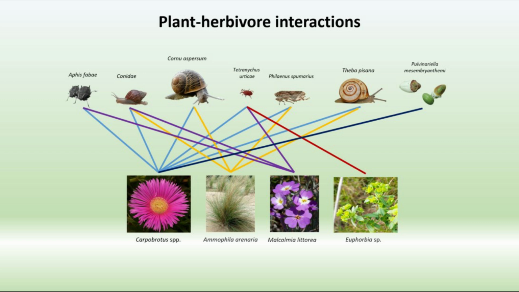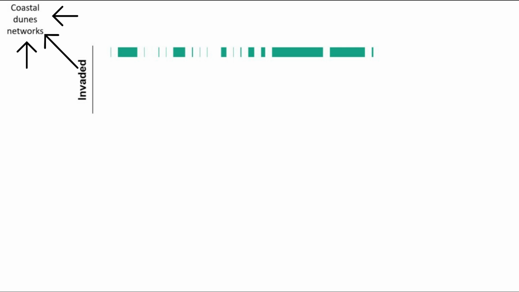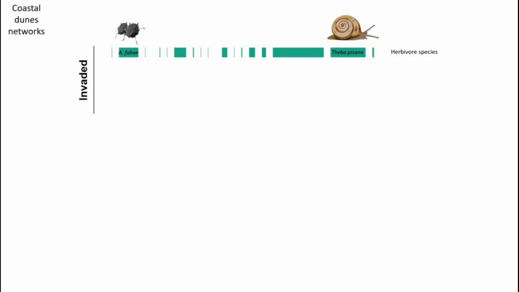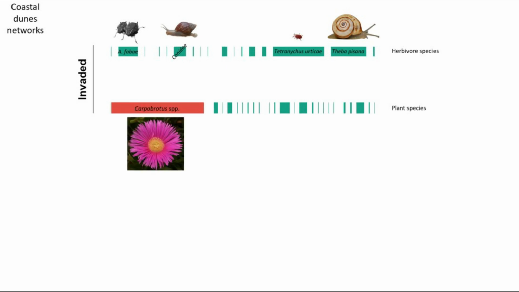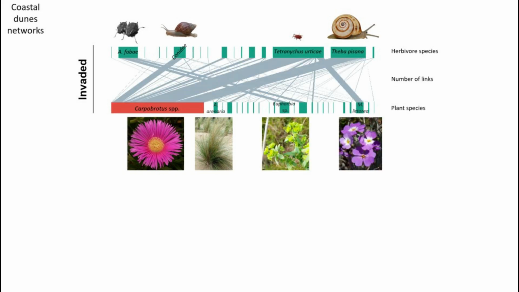Now I'm going to explain the plant-herbivore interactions. In this figure, we only see the species found in coastal dune locations. Each bar represents an invertebrate herbivore. For example, this bar is Aphis fabae or this is Theba pisana. These lower bars are different plant species. For example, the red bar is Carpobrotus or this is Ammophila arenaria. The lines connecting plant species and invertebrate herbivores show the interactions between them.